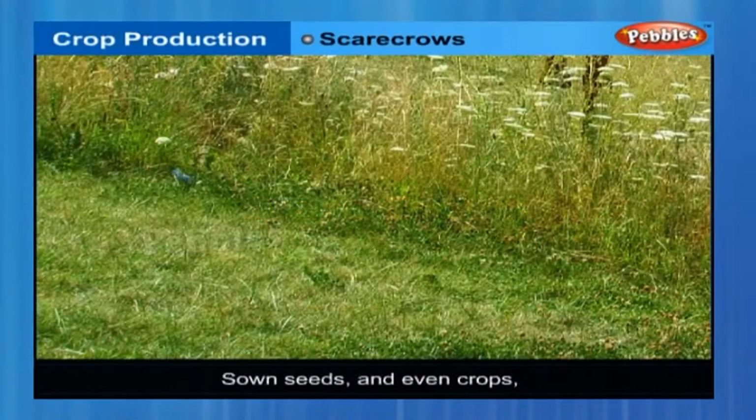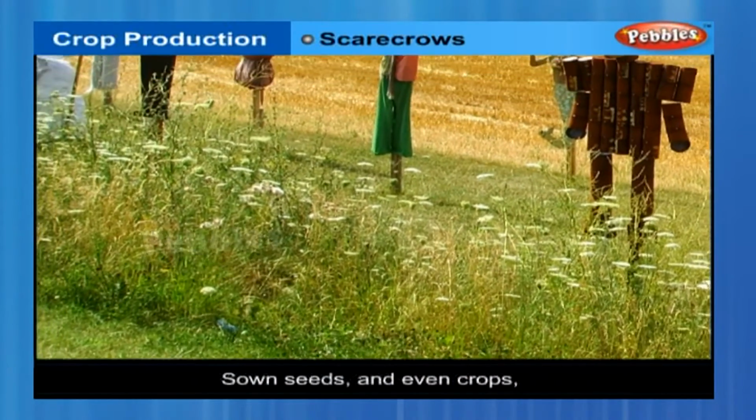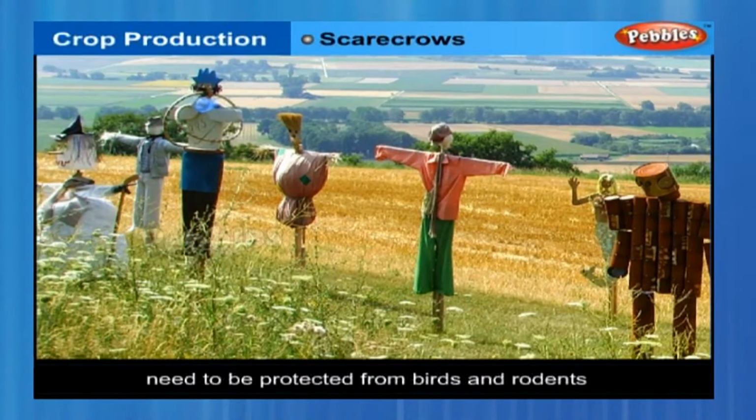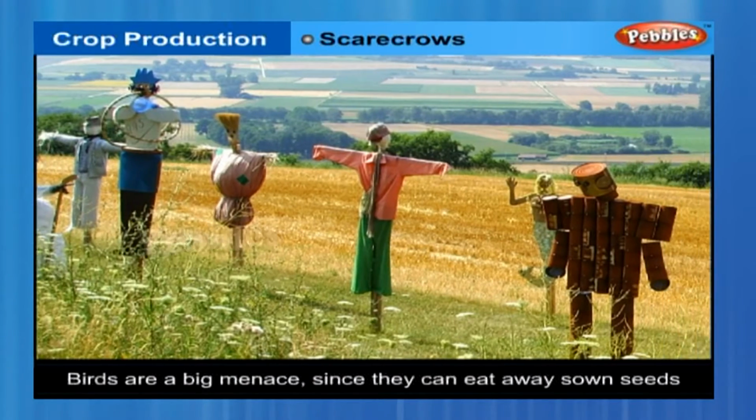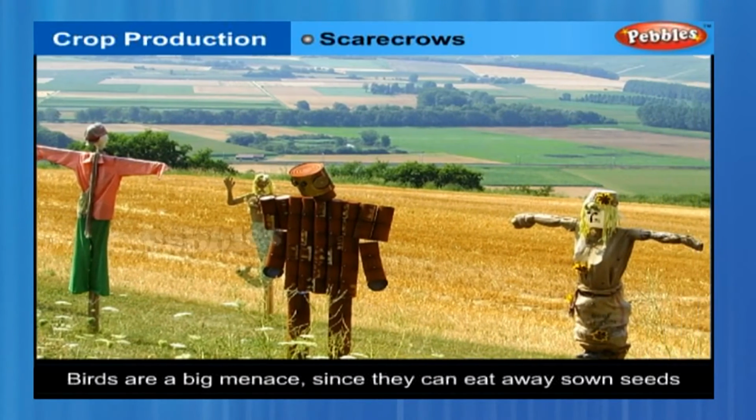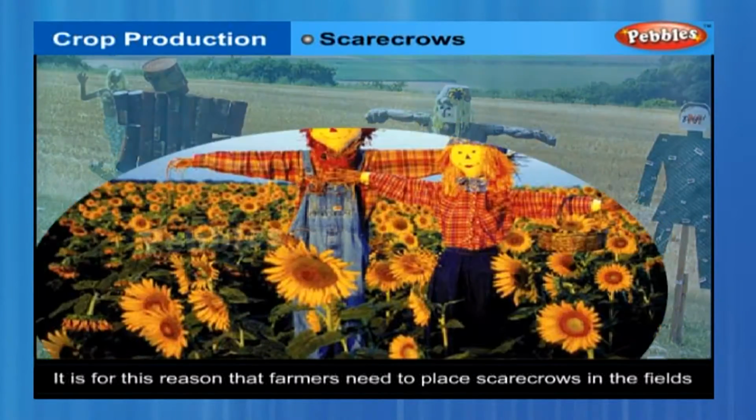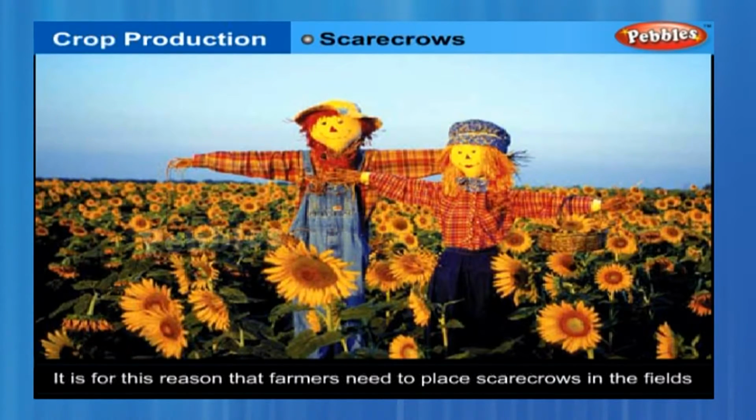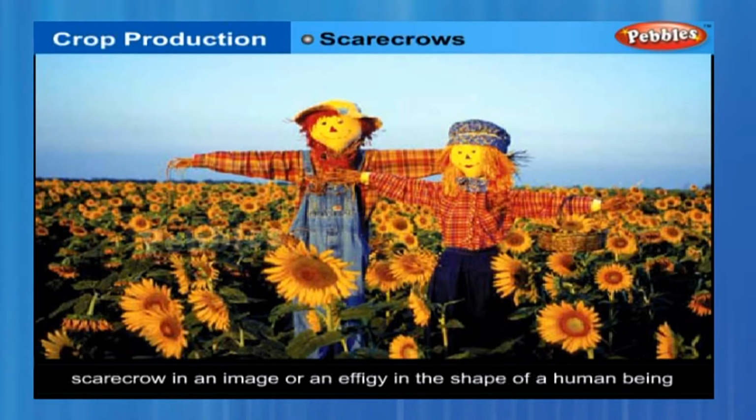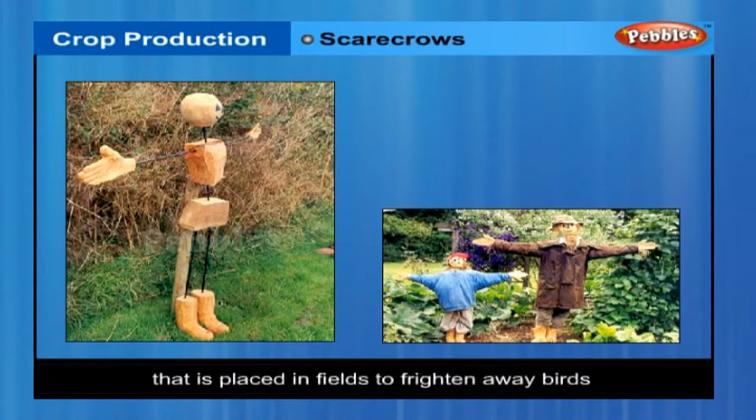Scarecrows. Sown seeds and even crops need to be protected from birds and rodents. Birds are a big menace since they can eat away sown seeds. It is for this reason that farmers need to place scarecrows in the fields. A scarecrow is an image or an effigy in the shape of a human being that is placed in fields to frighten away birds.